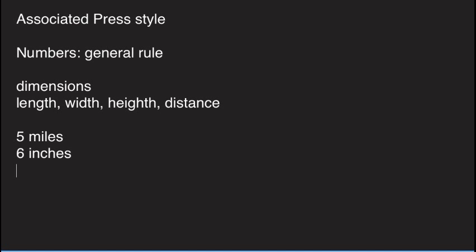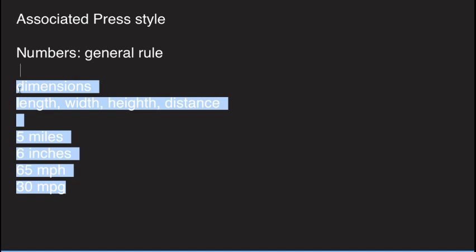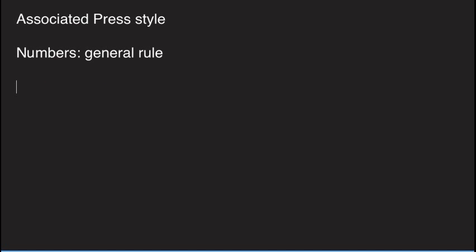One of the handful of exceptions I can think of in the style book where you do abbreviate the units is in miles per hour and miles per gallon. So they would write in AP the speed limit is 65 miles per hour, or my car gets 30 miles per gallon. Okay, but always use numerals when you're dealing with dimensions, length, width, distance, etc.